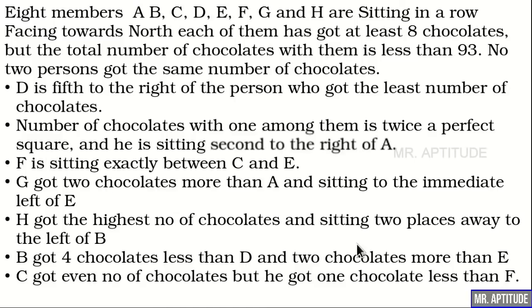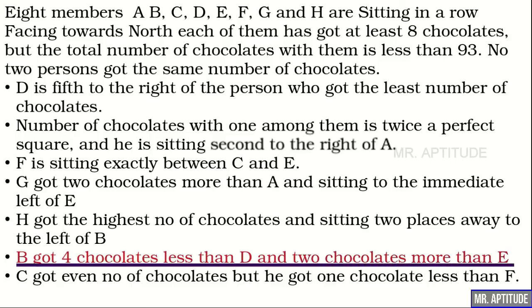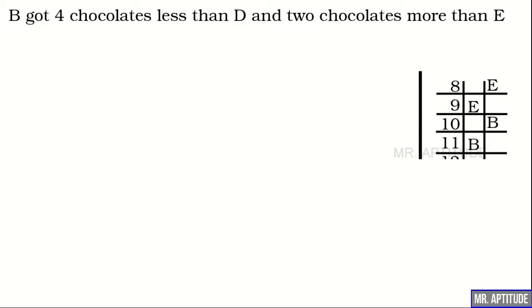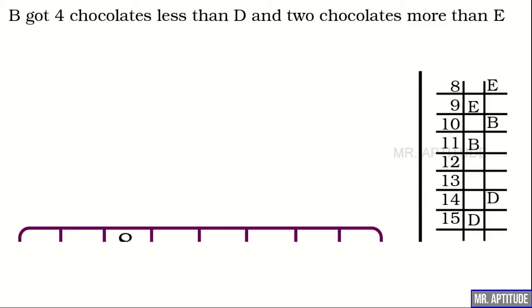Now let us go with some other information. In addition to this, let me go with this condition. B got 4 chocolates less than D and 2 chocolates more than E. So if you understand this, let me write it this way. B got 4 chocolates less than D and 2 chocolates more than E. In how many possible ways can the arrangement be done?